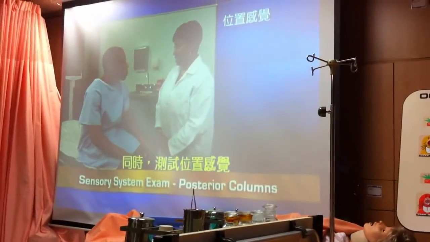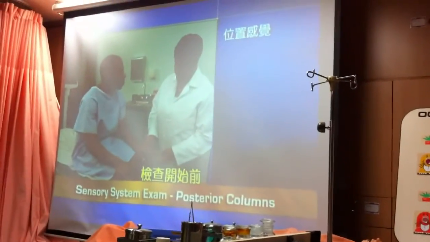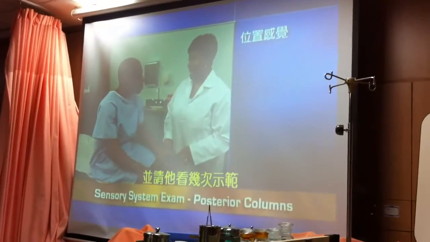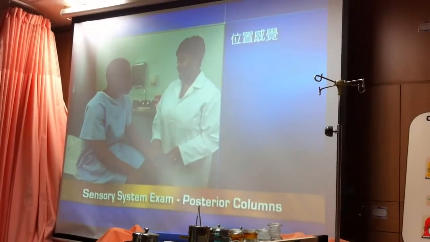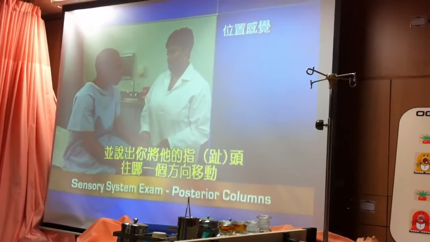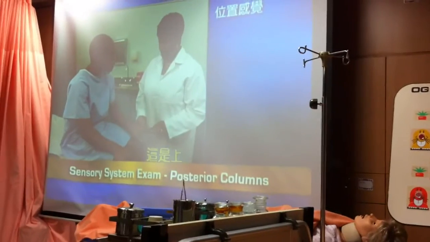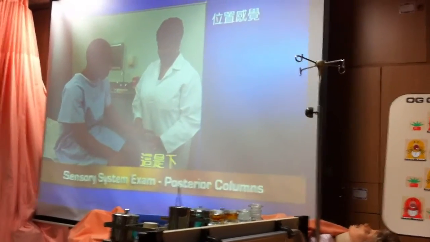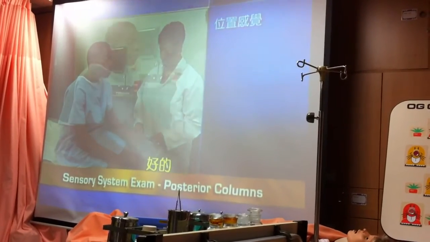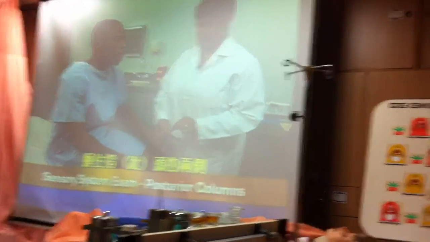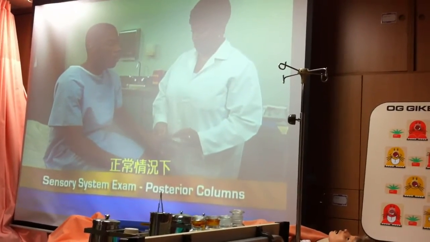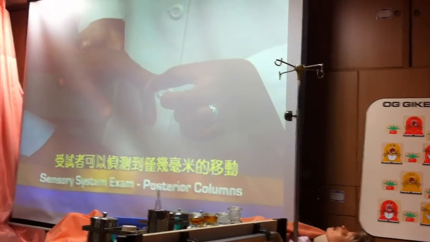Also, test position sense. To prepare the person, have him watch a few trials as you move his finger or great toe up and down. Then have him close his eyes and tell you which way you move the digit. Okay. This is up. And this is down. Can you close your eyes for me? Holding the digit by the sides, vary the order of movement up or down. Normally, a person can detect movement of a few millimeters.